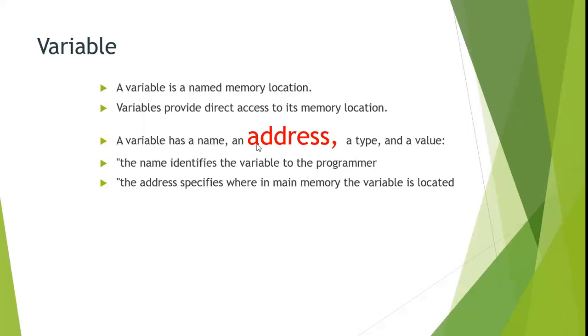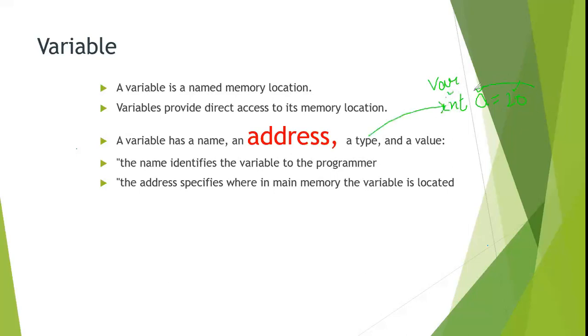Now a variable has a name, an address, a type, and a value. You know that if I talk about this variable, it's like int a = 20, right? Now what is this? It's a value. 20 is the value. A is the name of the variable. This is the type, or I can say data type, right?